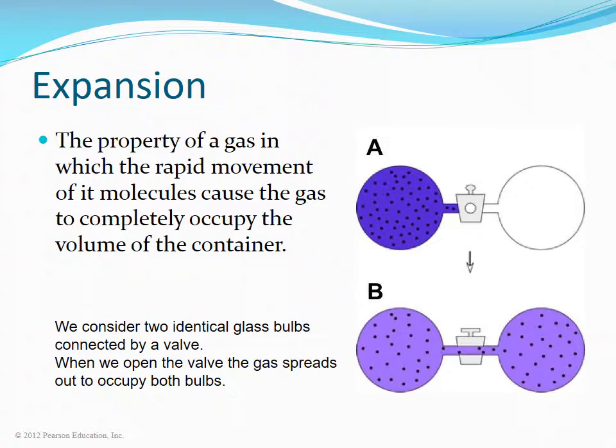Expansion is the property of a gas in which rapid movement of its molecules causes the gas to completely occupy the volume of the container. We consider two identical glass bulbs connected by a valve. Gas occupies the bulb on the left. The bulb on the right is a vacuum. When we open the valve, the gas spreads out to occupy both bulbs.